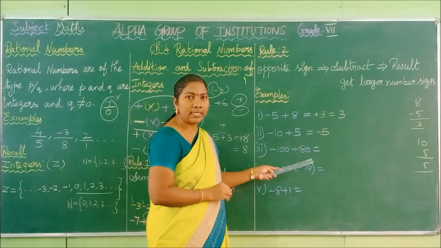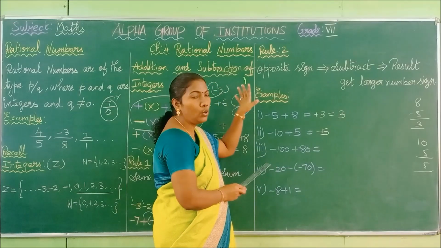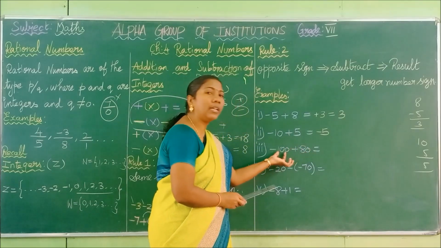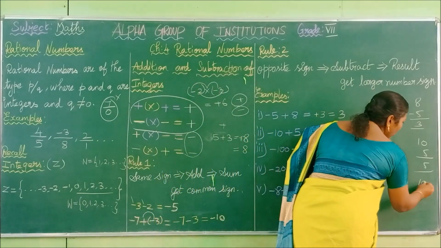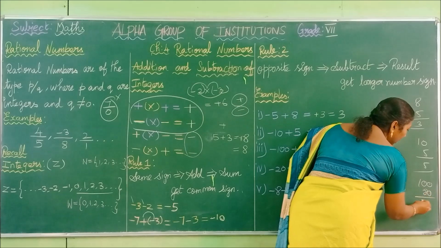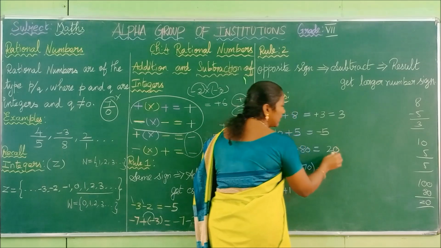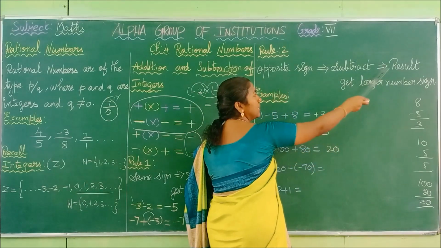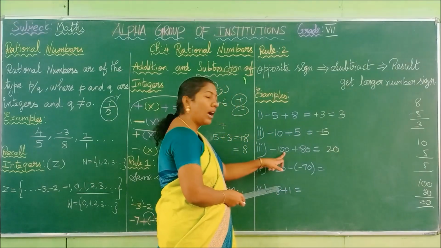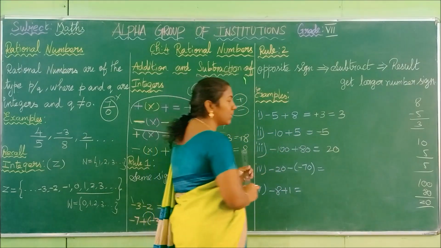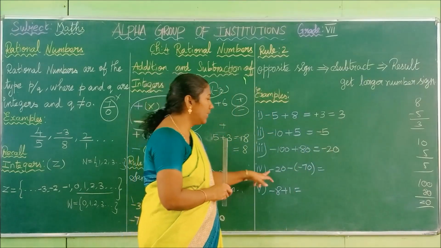Minus 100 plus 80. Thus the given integers are in different sign. The same thing, rule 2. Subtract the smaller number from the larger number. If you subtract the 80 from 100, you get the answer 20. So our answer is 20. This is our result. This result gets the larger number sign. Among these two numbers, which is the larger number? 100. What is the symbol for it? Minus. So you have to assign the symbol minus for the result 20. Do you understand? See the next one.